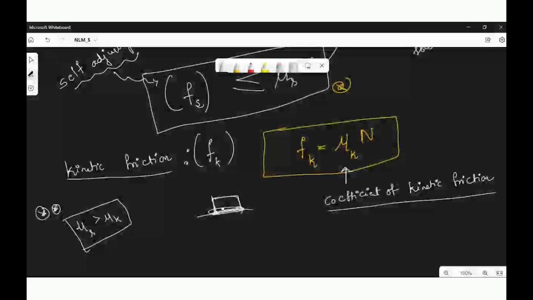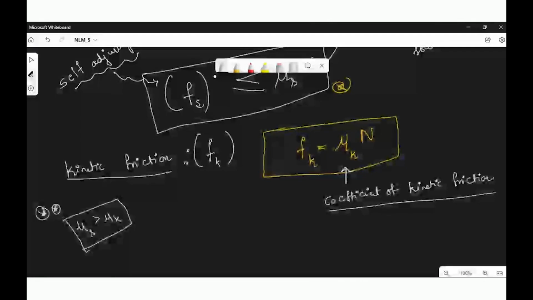But once it starts to move and keeps on moving, the surface atoms on the two objects don't have much time to form a proper bond. So it is easy now to keep them in motion. So that is why the static friction coefficient is greater than the kinetic friction coefficient. Once the object is moving, whatever friction you see is slightly lesser than your maximum limiting friction. Is it clear? Yes.